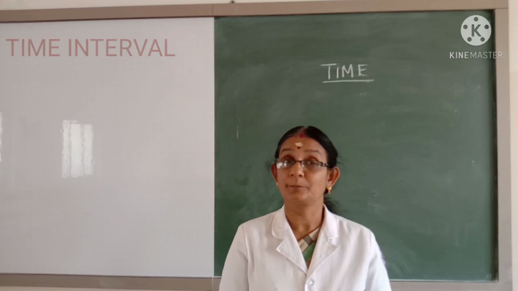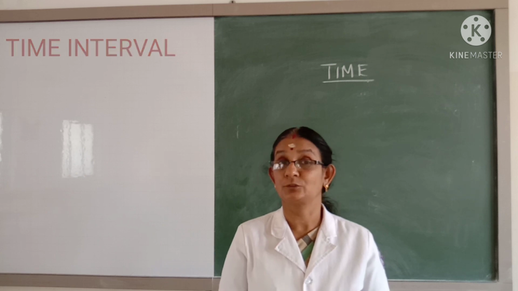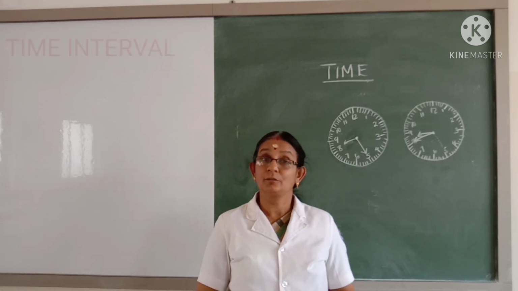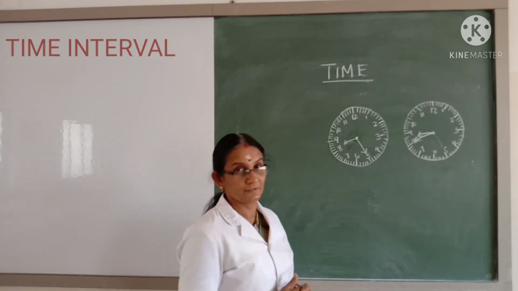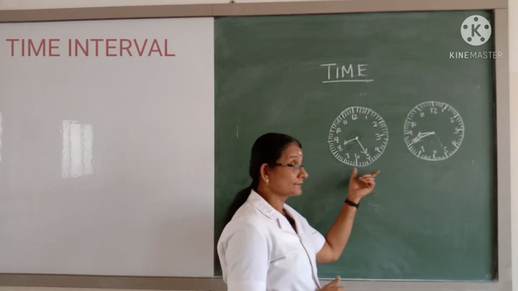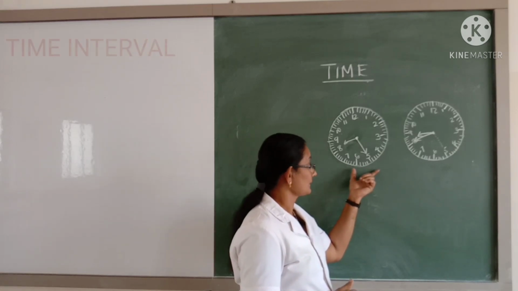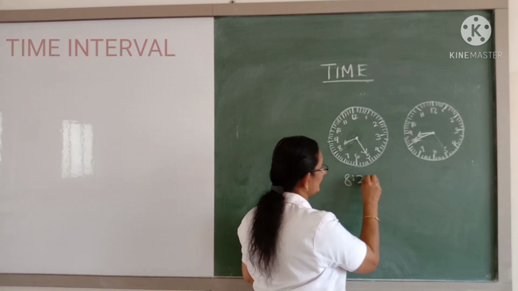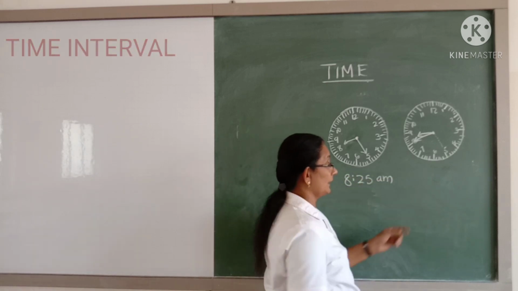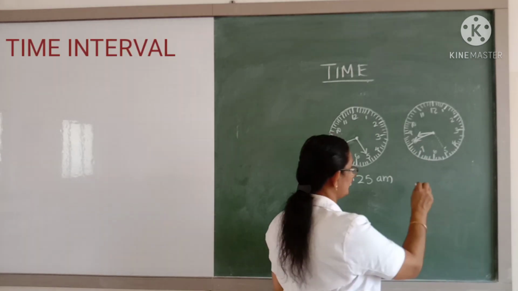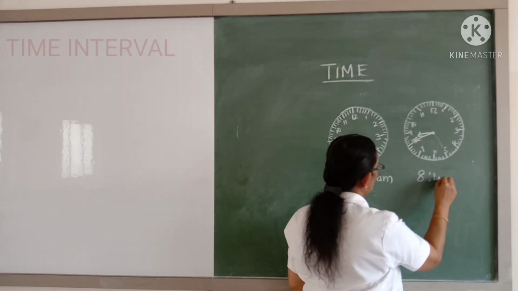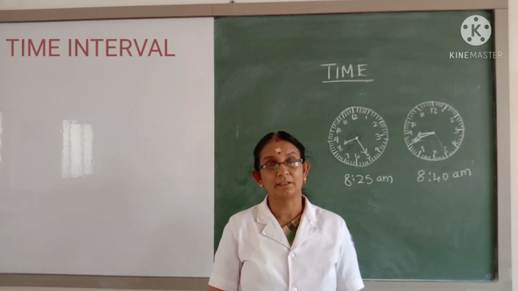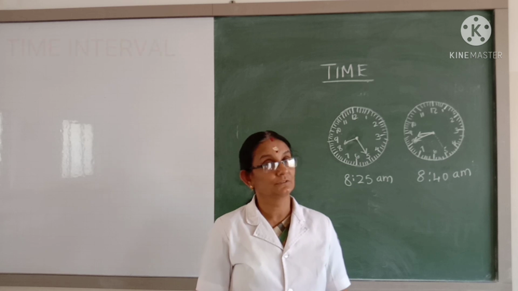Okay, so let me find out how much time I took to reach the school. Now look at the clock shown on the board here. I started off from home at 8:25 a.m. and I reached the school at 8:40 a.m. So let me calculate the time I have taken from house to the school.